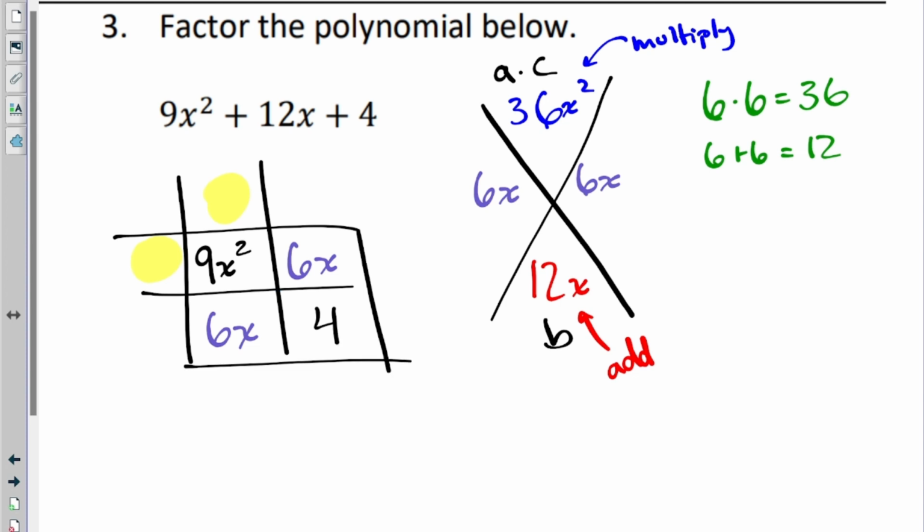Okay. And if I did 9 times 1, like 9x and 1x, right? If I look down the line, is there any way to turn 9x into 6x? Well, not by multiplying by a whole number. And so it can't be 9x and x. It has to be 3x and 3x. Okay. And then you can look at this and be like, okay, 3x times 2 is 6x. And then 3x times 2 is 6x. And then 2 times 2 is 4, which means we're good. We have 3x plus 2 times 3x plus 2.